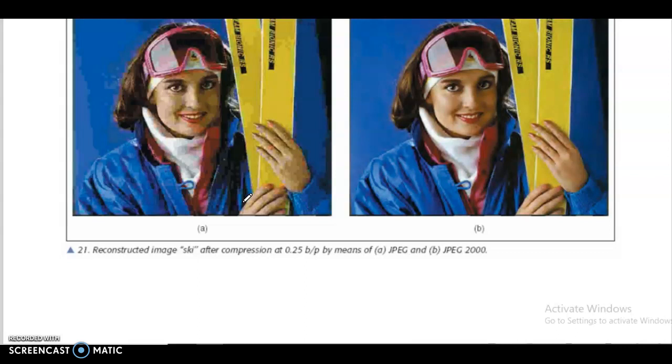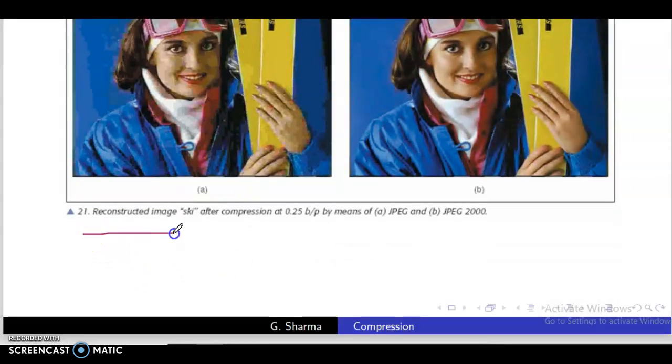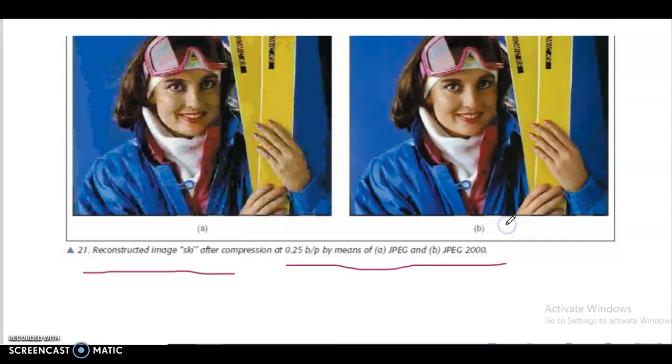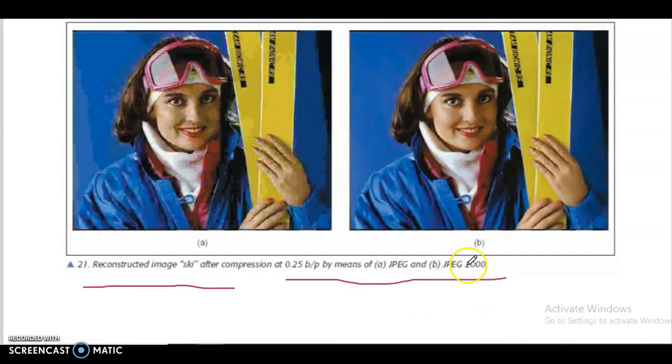Here, the reconstructed images after compression at 0.25 bits per pixel by means of JPEG and JPEG 2000. This is JPEG 2000. This is JPEG.